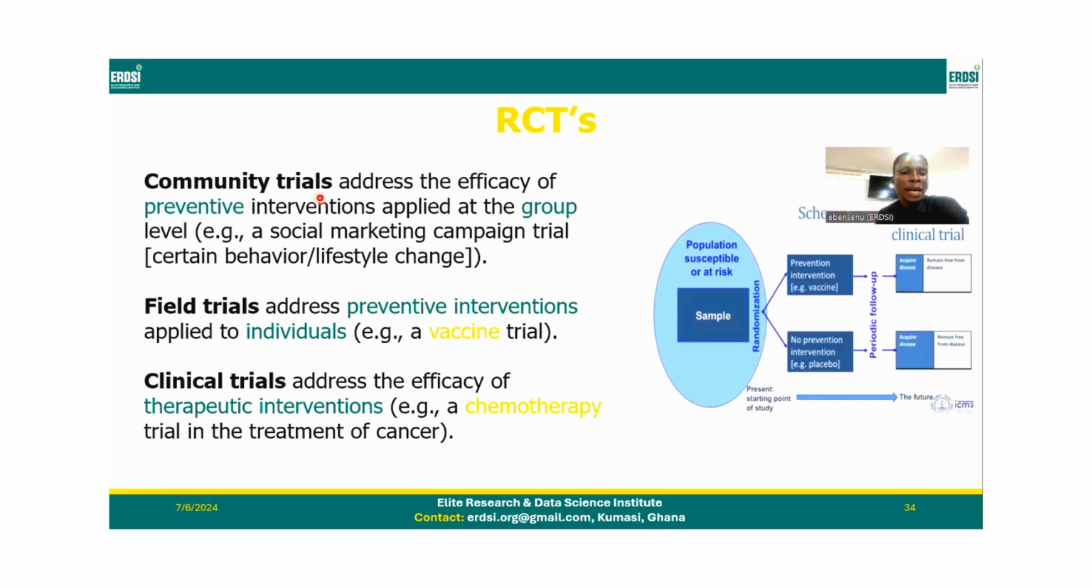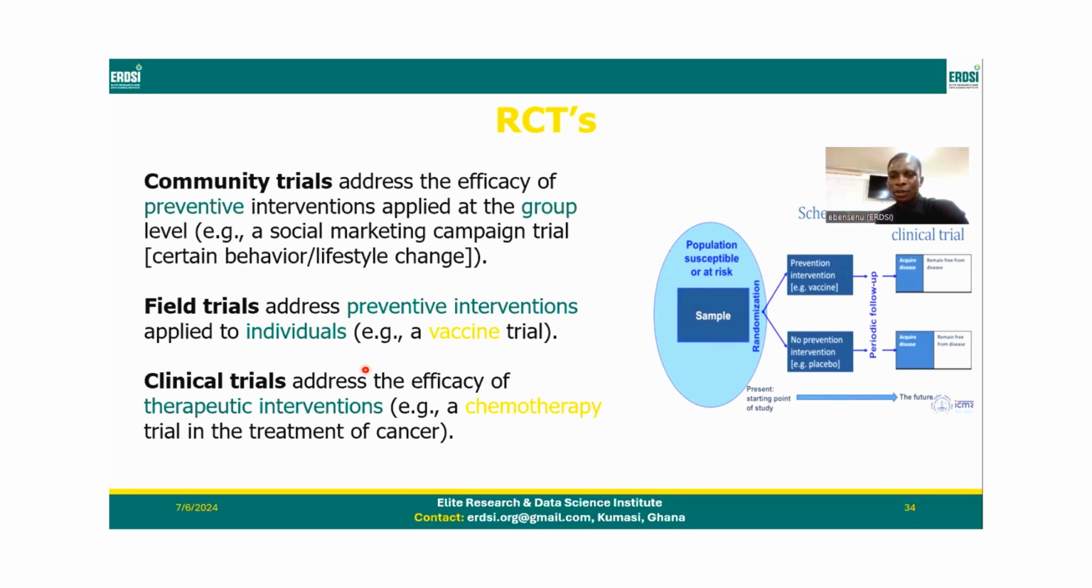That's community trials, although it's a preventive intervention. But between field trials and clinical trials, you have to understand that in field trials, we are more interested in preventive interventions. For example, vaccines. Vaccines are going to prevent a disease. But clinical trials are more of what? Therapeutic intervention. For example, chemotherapy has been developed, and we want to see how it is able to treat a particular disease. So it's just the intervention or the process that differentiates the trials. Other than that, they are all trials.